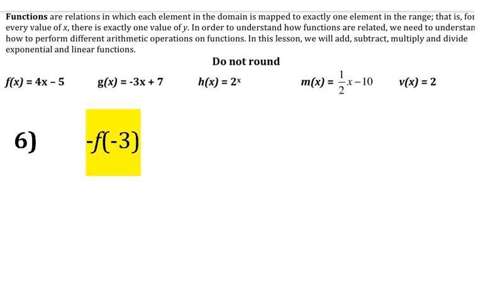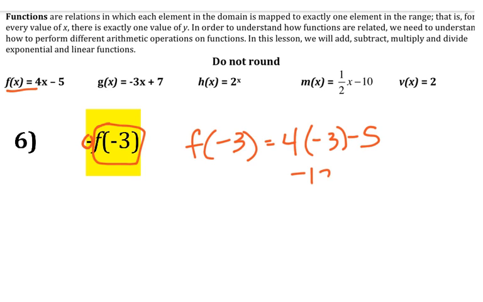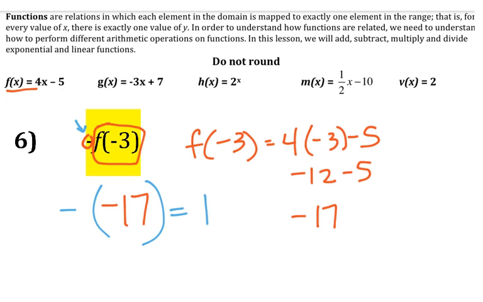Okay, number 6, negative f of negative 3. So we need to look at this as two pieces. We've got the opposite of whatever the answer to f of negative 3 is. So I've got to first do f of negative 3. So f of negative 3, using my f of x function, 4 times negative 3 minus 5. So that's negative 12 minus 5, which is negative 17. So now I'm going to put that in for f of negative 3, but then remember I've got this minus, and so I'm going to take the opposite of that. So minus negative 17, or the opposite of negative 17, and so the answer is 17.